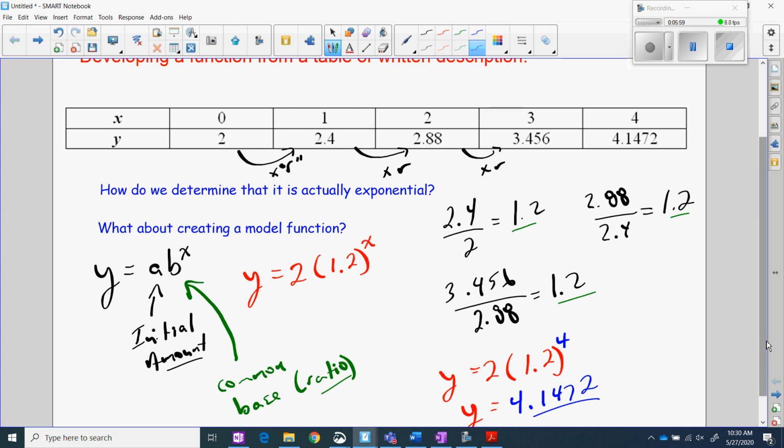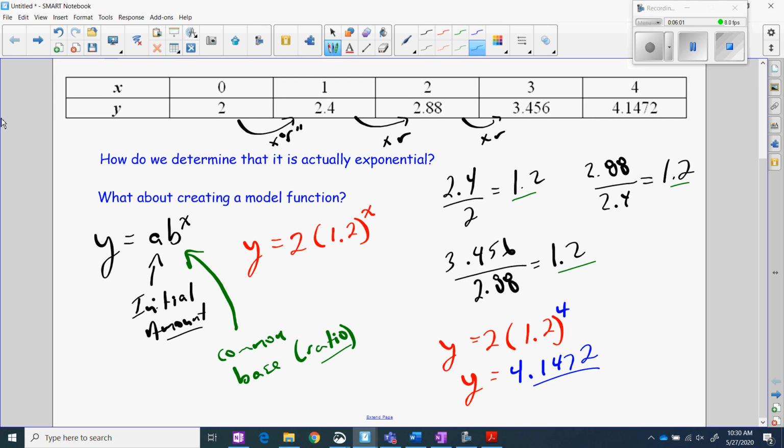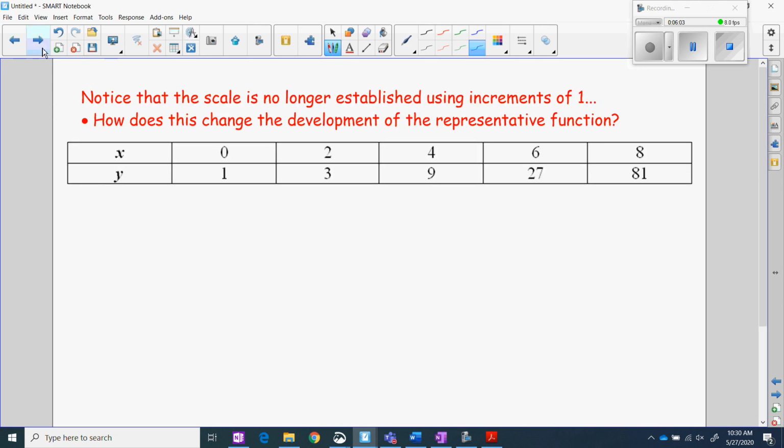All right. So let's take a look at a few more of these. And so this would be something too, they refer to it as modeling. You're taking data and you're modeling it with a function. So we're modeling these with exponential functions. So in this one, notice the scale's no longer going up in increments of 1.